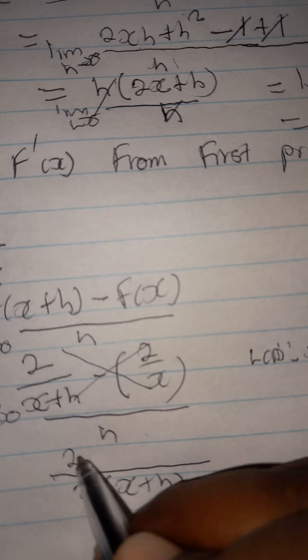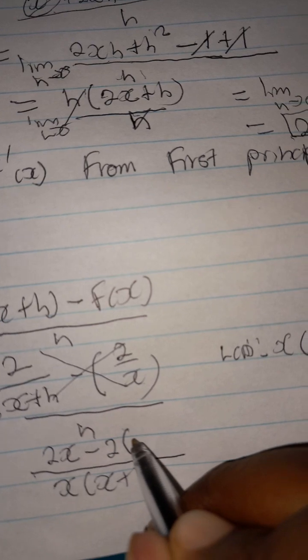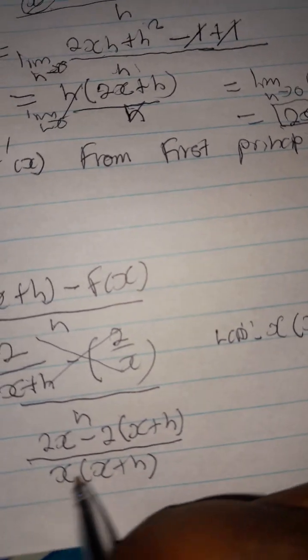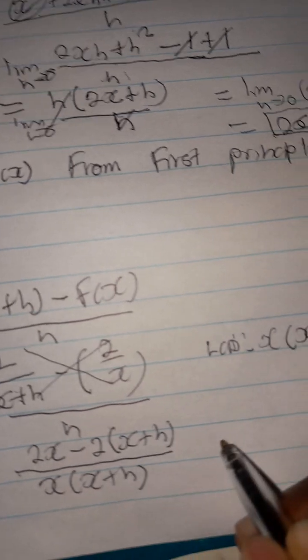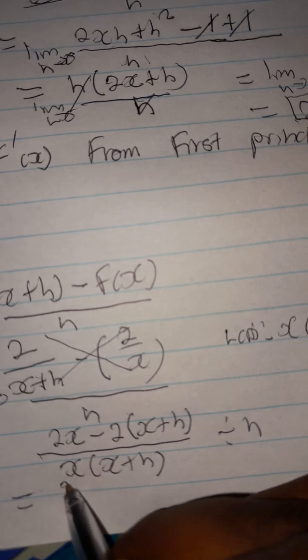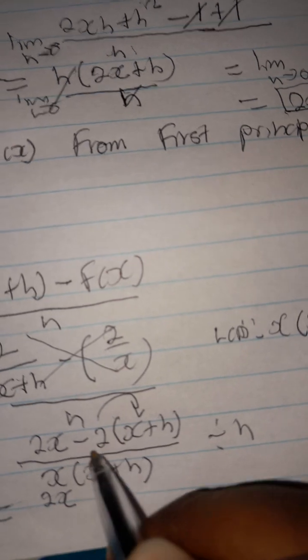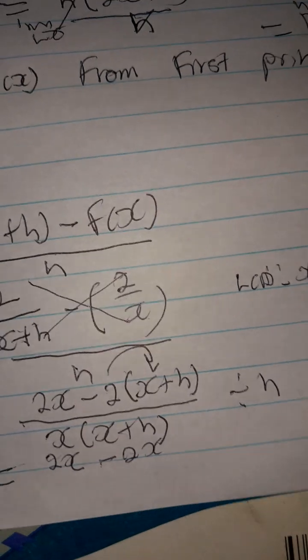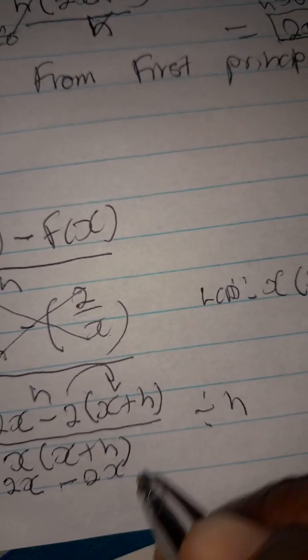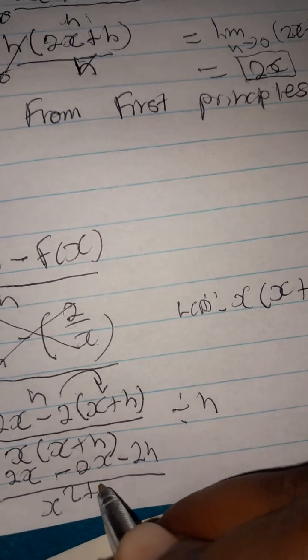2 times x, that will be 2x, and this will be 2 plus h, and multiply it, right? Divided by, we have this h divided by h. Okay, so let me multiply out. We are left with 2x here. This negative 2, multiply everything that is inside the bracket. Negative 2 multiplied by x, that will be negative 2x, and negative 2 times h, that will be negative 2h, right? Then here x times x, that will be x squared, x times h, that will be xh.